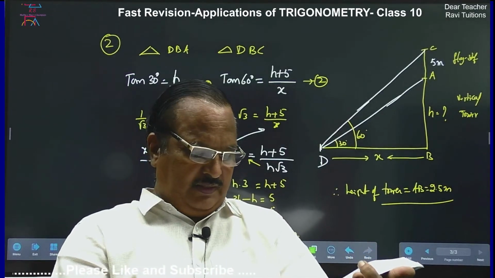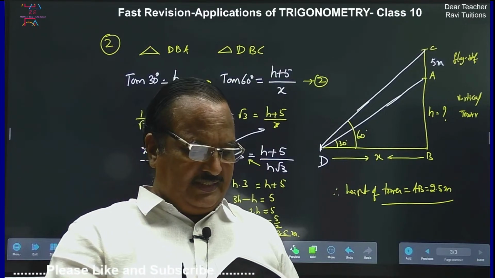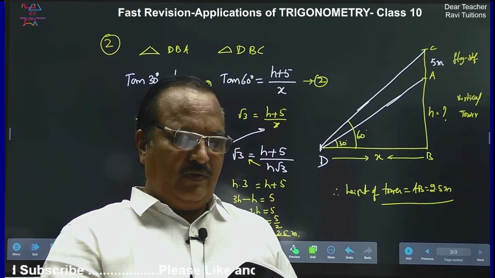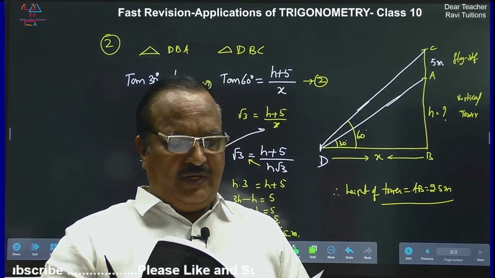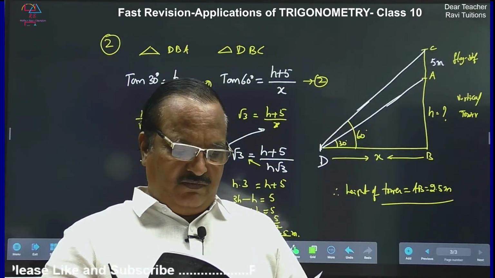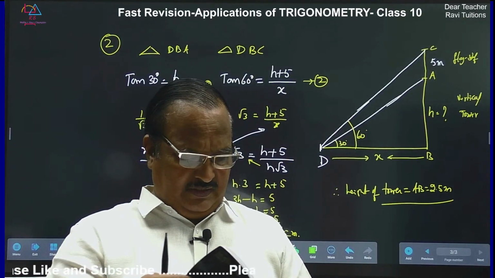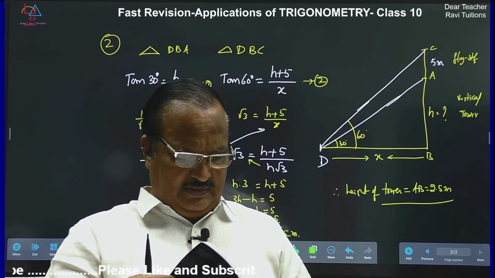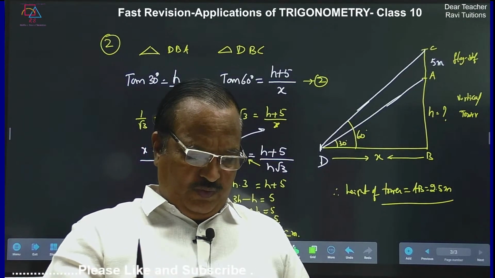Question number 7 is a 2006 question. A 2024 question is also there. After doing one or two problems, then we will go to 2000. All questions are very important. Okay, let me do one more question.